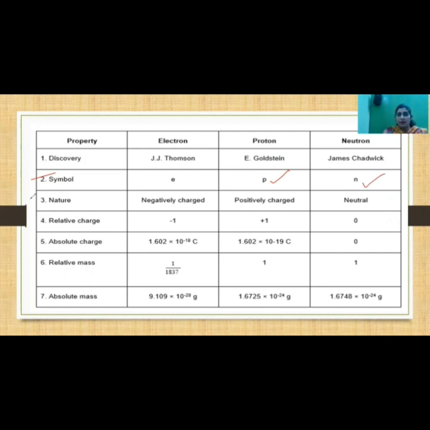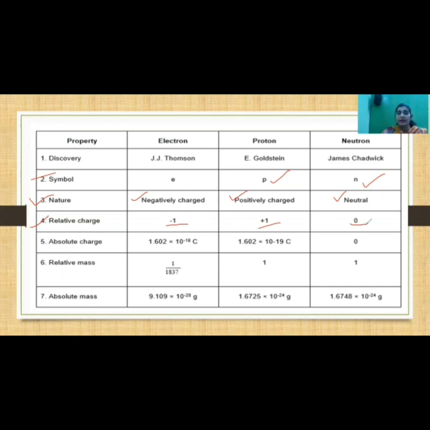The third property is nature. The electron is negatively charged, the proton is positively charged, and the neutron is neutral. The relative charge is the fourth property, in which the electron has a charge of -1, whereas the proton is +1 and the neutron has no charge, that is 0.